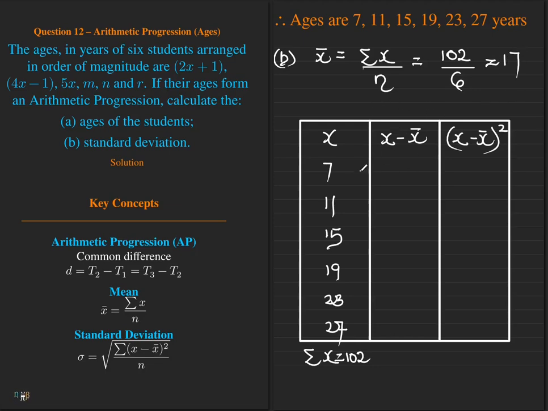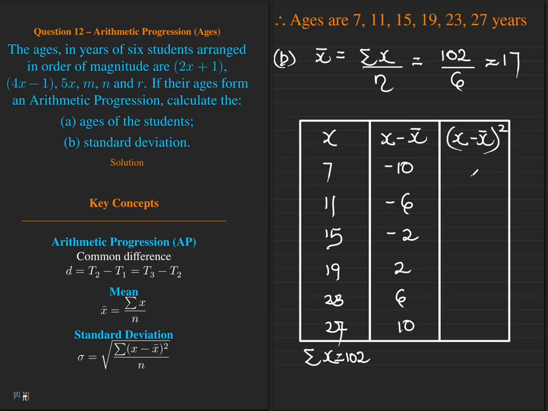Then we find the deviations of all of these from the mean. For the deviations, each x value minus the mean. So we start from 7 minus 17, which gives us negative 10. 11 minus 17 also gives us negative 6. 15 minus 17, we have negative 2. 19 minus 17, we have 2. 23 minus 17, we have 6. 27 minus 17 gives us 10.